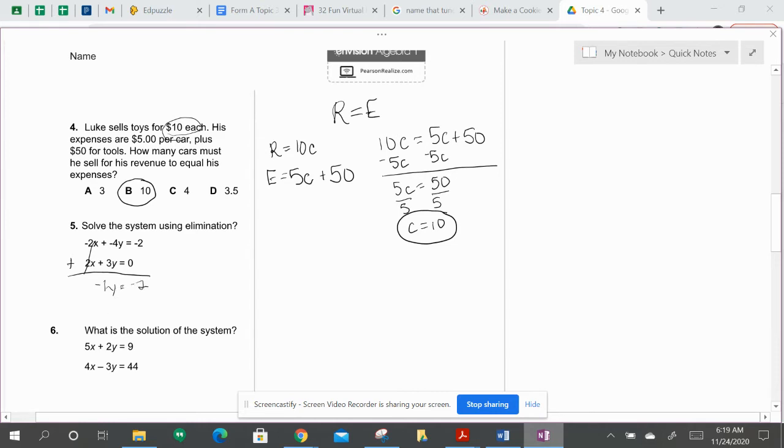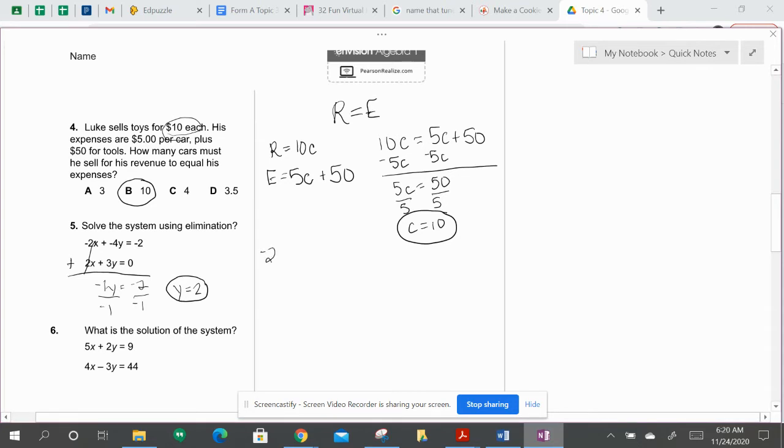To get y by itself, I'm now going to divide by negative 1, and I'm going to end up with an answer of y is equal to 2. I'm only halfway done with the problem. Now I need to find what x is, and so to do that, I'm going to plug 2 in. I can do that to either the top equation or the bottom equation. It doesn't matter. I'm going to go with top this time.